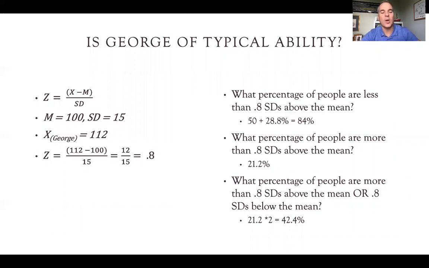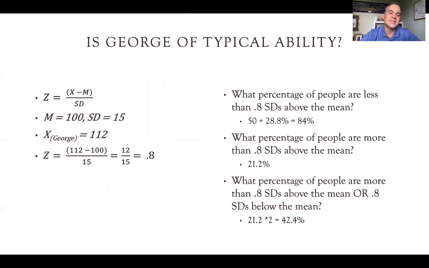So we can see that 112 minus 100 is 12. So this tells us that George is 12 above the mean. If it was negative, we would see that George is 12 below the mean, but in fact, George is 12 above the mean. This is the distance, and then we scale that by dividing it by the standard deviation. So 12 divided by 15 is 0.8. So Z for George is 0.8.